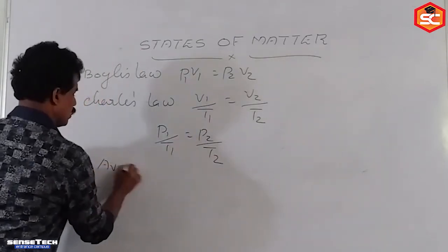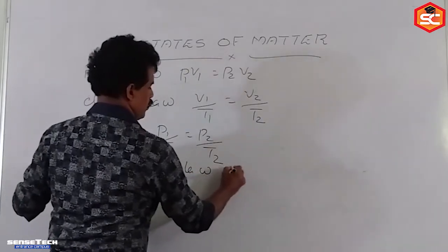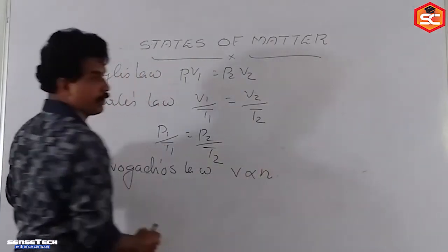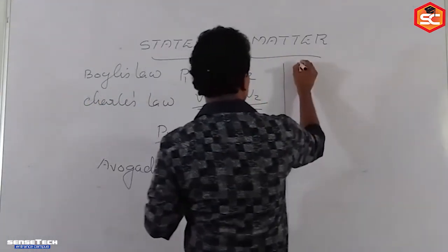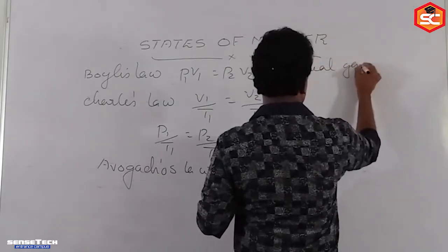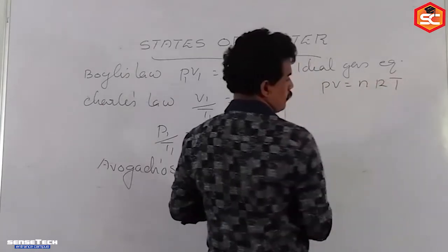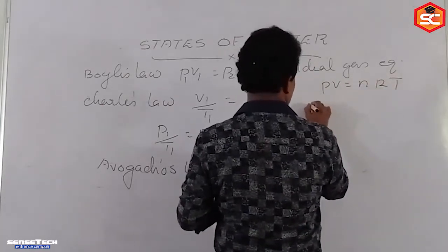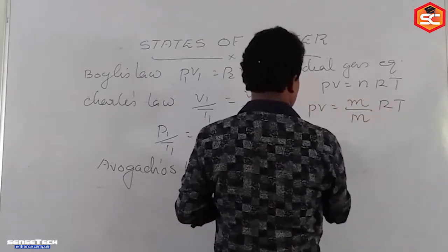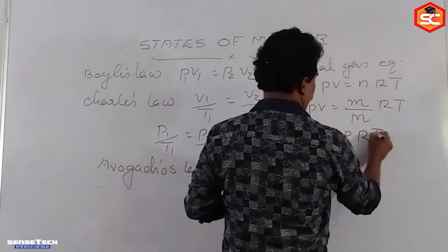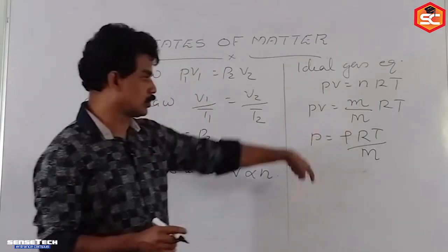Then Avogadro's law: V is proportional to n. Volume is directly proportional to the number of particles, the number of moles. Then the ideal gas equation, PV is equal to nRT. PV is equal to mass by molar mass into RT. So P is equal to rho RT by M, in terms of density, since mass by volume is density.